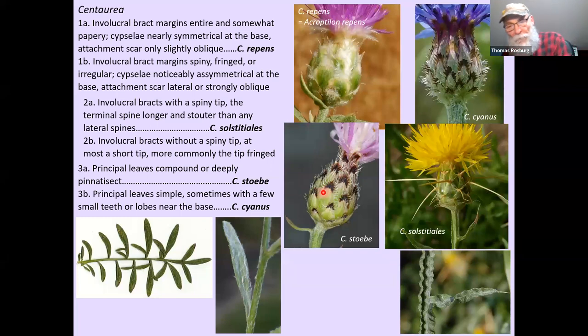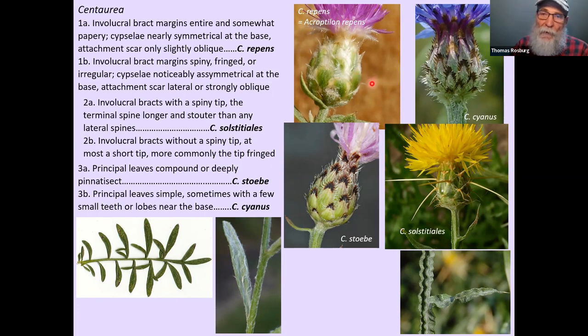I wonder if any of you have ever seen very much of these, but you can pretty much figure them all out just by looking at their involucral bracts. And that's what the first couplet's looking at. The involucral bract margins are entire and somewhat papery.